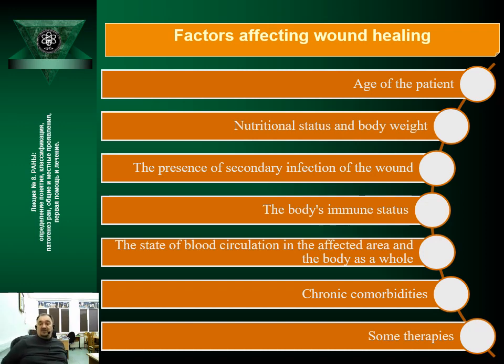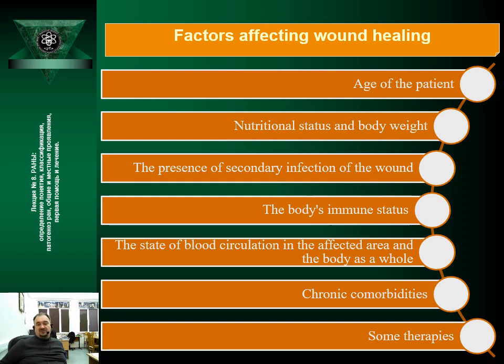Next, the state of nutrition of the body and body weight. People with reduced nutrition heal much worse. People with high nutrition, especially hypersthenics, that is, people with obesity, the same situation, sooner or later heal badly. The presence of a secondary infection leads to the fact that wounds heal with great difficulty, and often suppurated wounds heal, so to speak, by secondary intention.